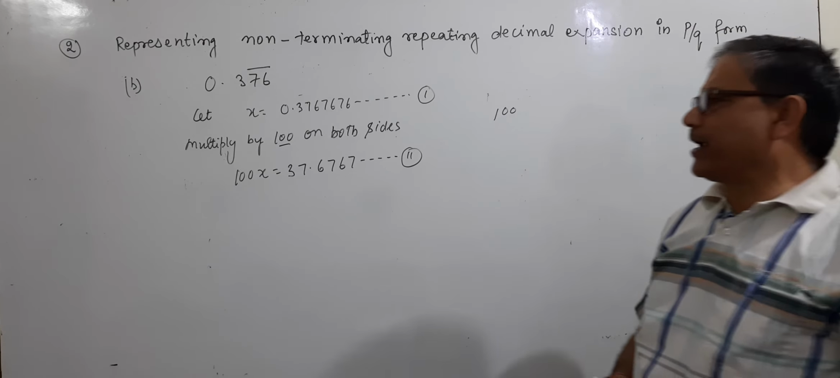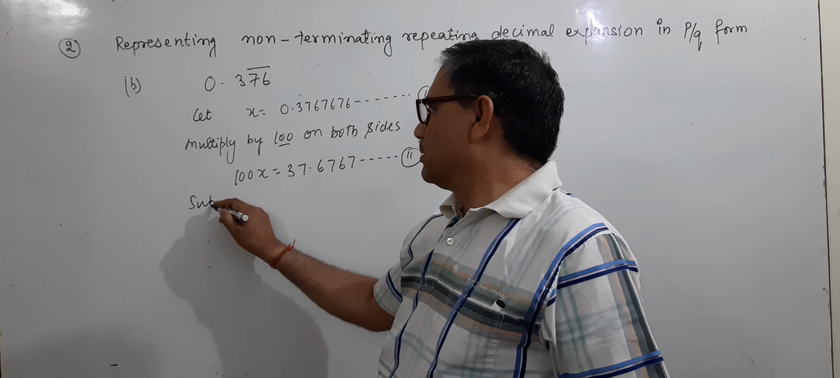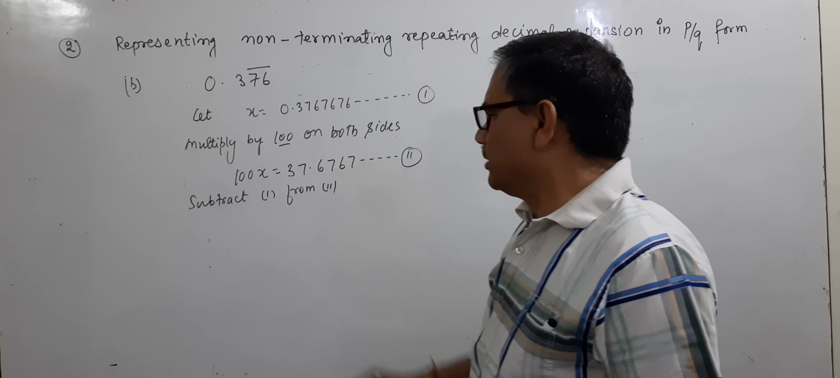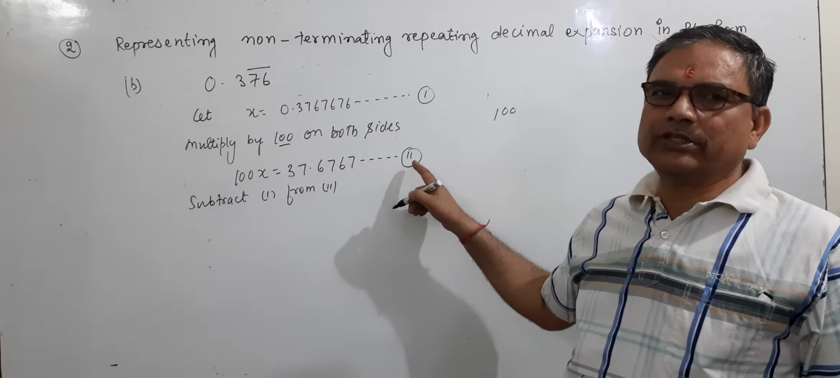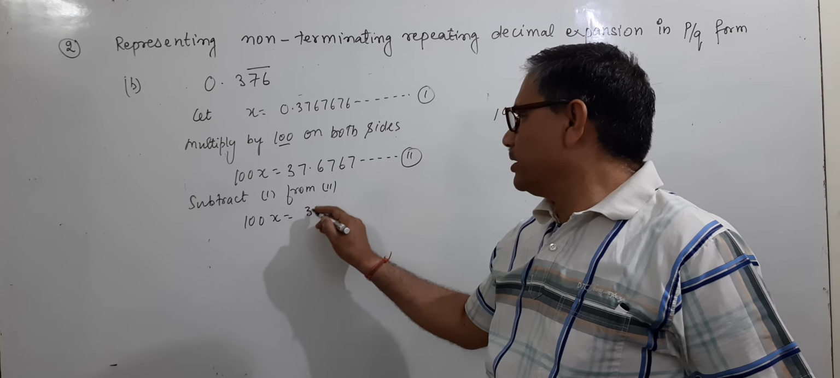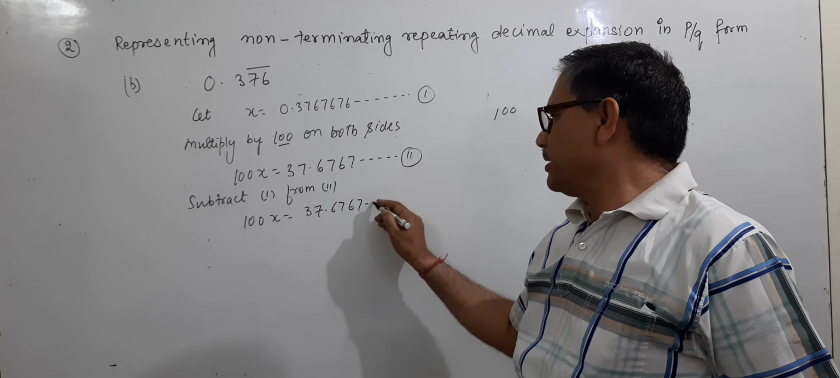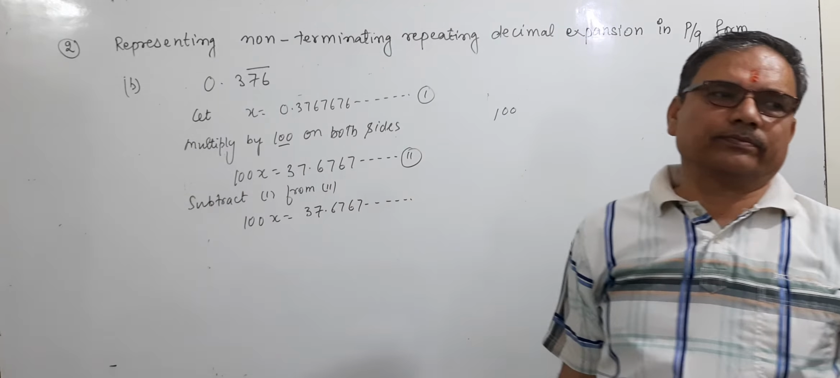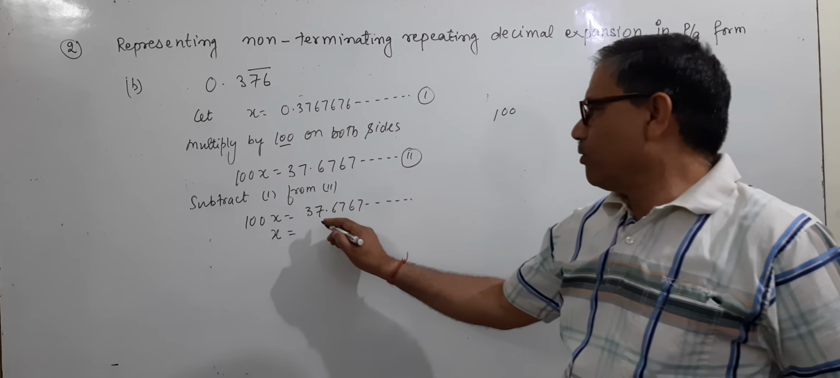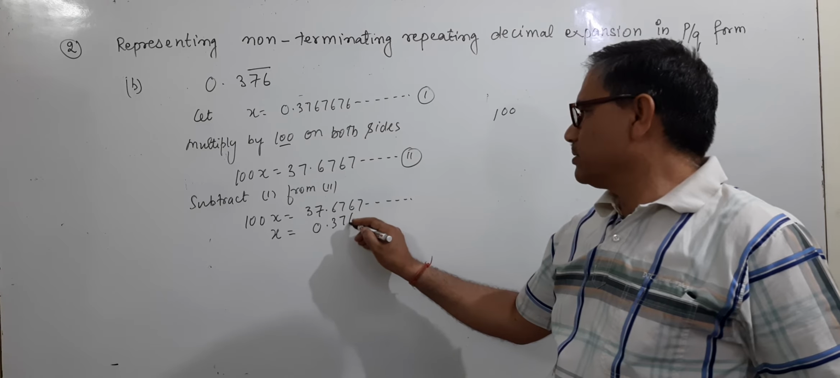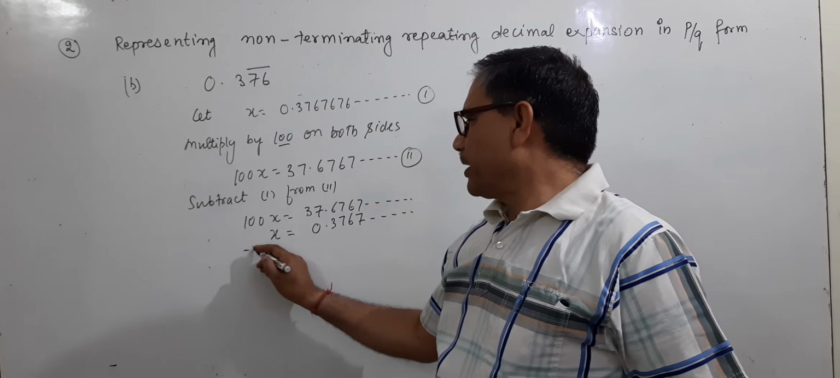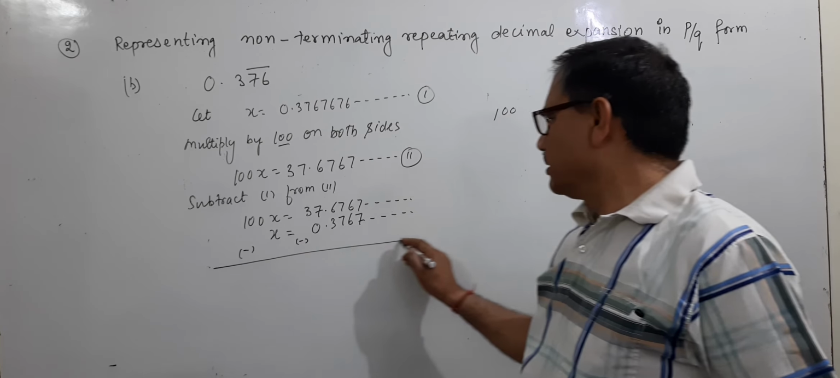And now what do we do? Subtract. Which one do we subtract? First from second. Then what do you have to write? Equation second: 100x is equal to 37.6767 dash dash dash. And after that, equation first: x is equal to 0.3767 dash dash dash. Is it clear? And now we have to subtract. Minus.